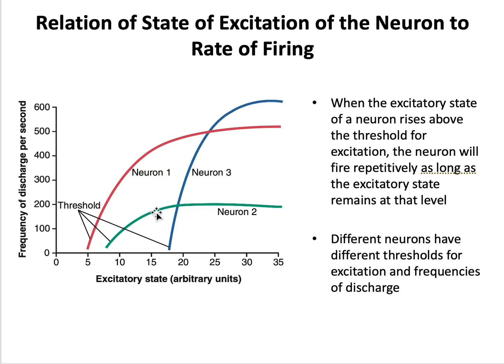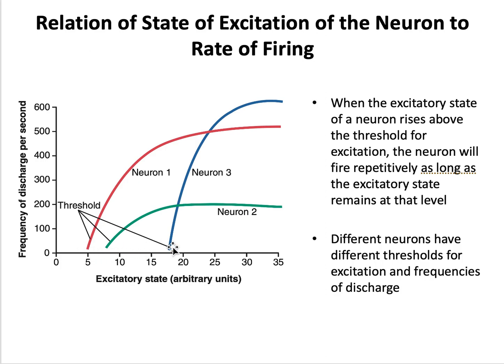And then the only concept that I want to very quickly mention, that this graph illustrates from the book, is the fact that different neurons can have different thresholds as well as different firing frequencies of discharge, like how rapidly they can fire action potentials. So here, neuron 1 has the lowest threshold, meaning it's the neuron out of all 3 of these that could be excited the easiest. It's the easiest to excite this neuron.